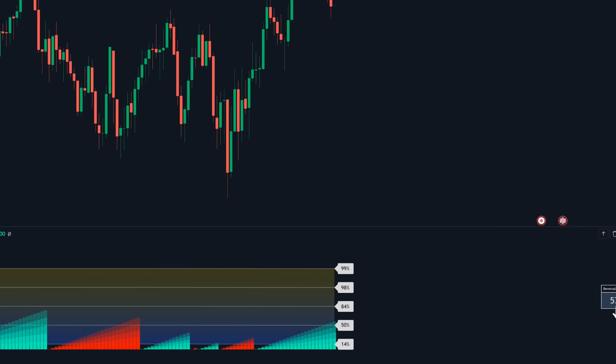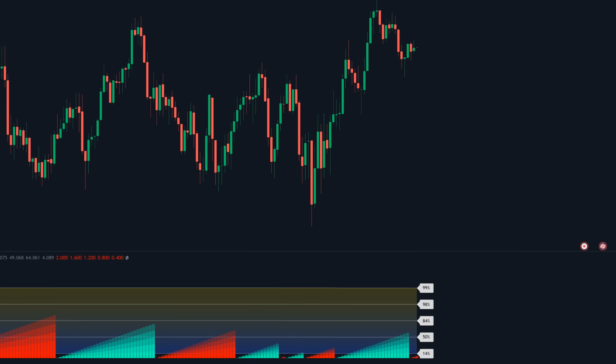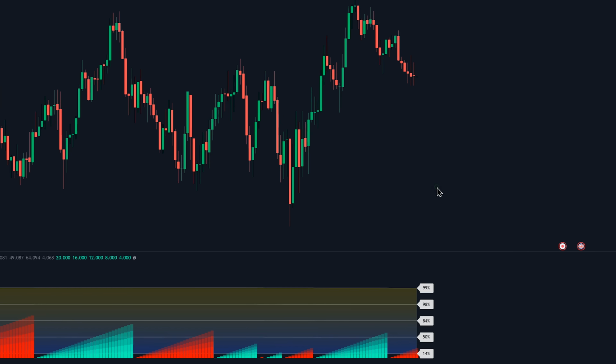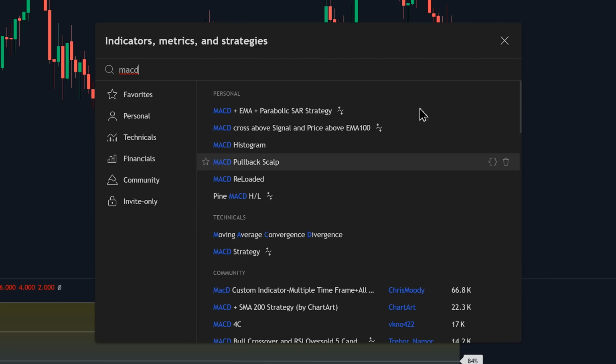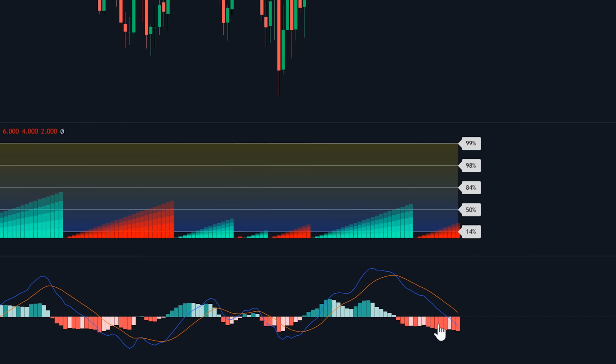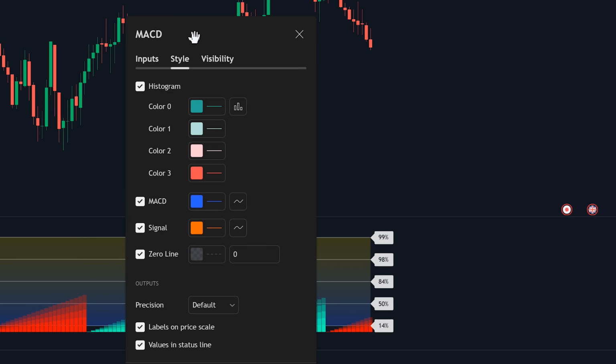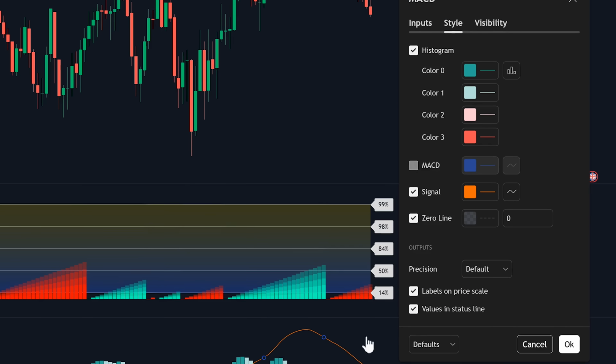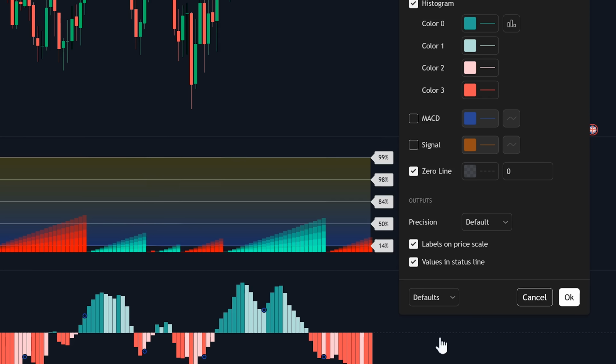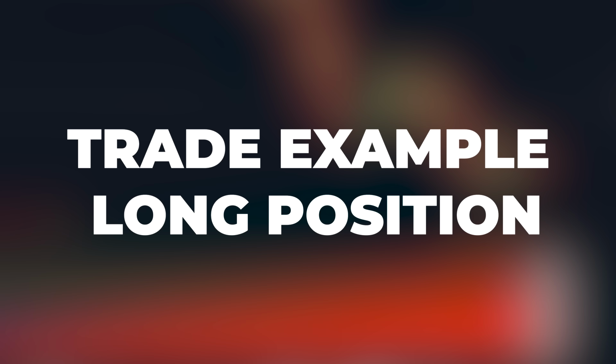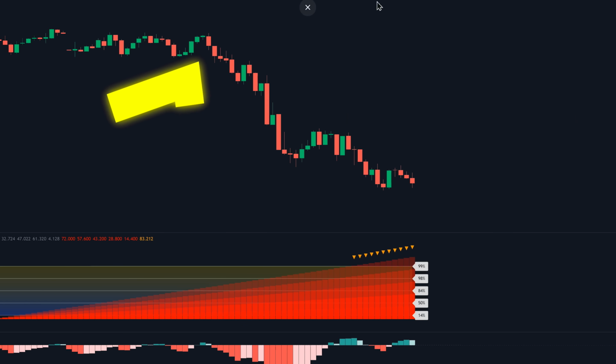That may seem like a lot, which is why we're gonna jump straight into the practical application by adding the MACD indicator. And then we'll go over how to take trades using both indicators. After adding the MACD, you wanna double-click on it, and then on the Style tab, you wanna disable the MACD line and the signal line options. After that, click OK.